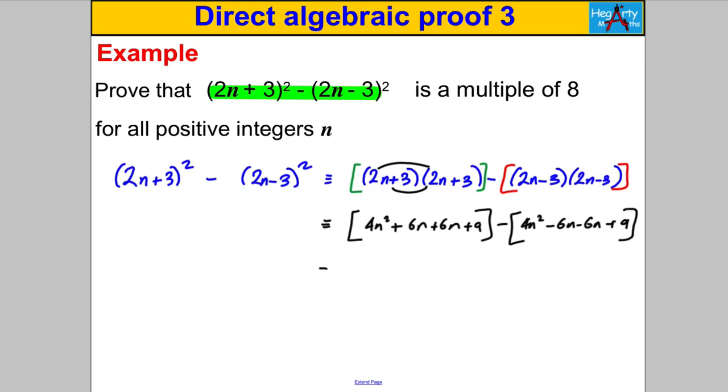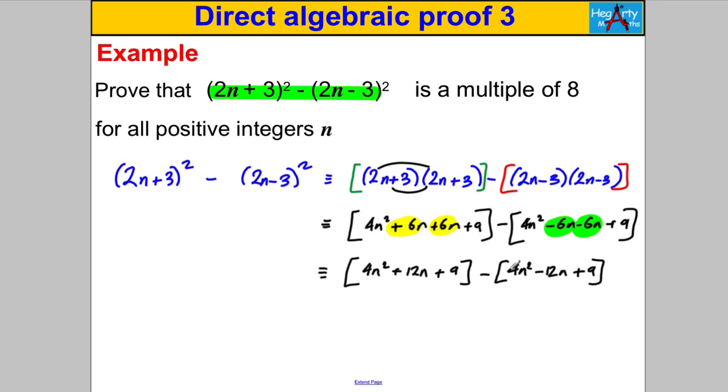Right, so let's do a bit of tidying up. In this bracket, I can collect like terms: a positive 6n and a positive 6n. And in this bracket, I can collect negative 6n and negative 6n. So I can say, therefore, this is equal to 4n squared, add 12n, add 9, and subtract 4n squared, take away 12n, add 9.